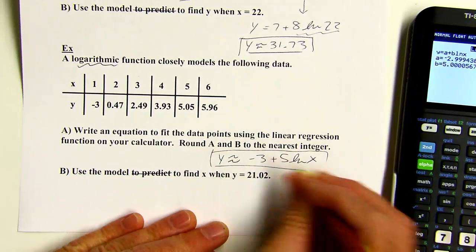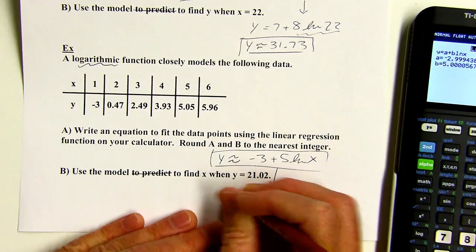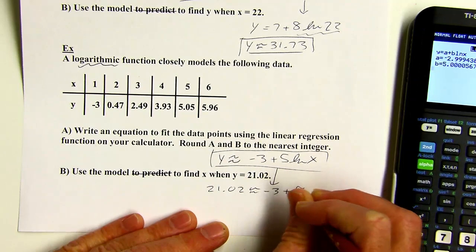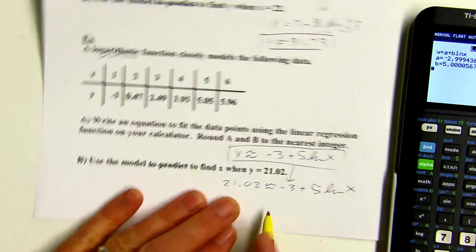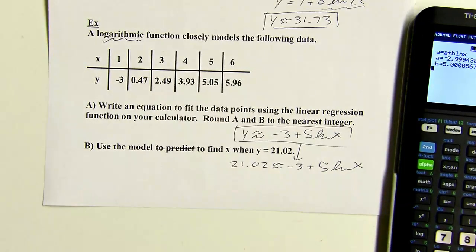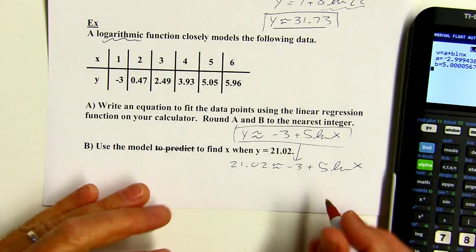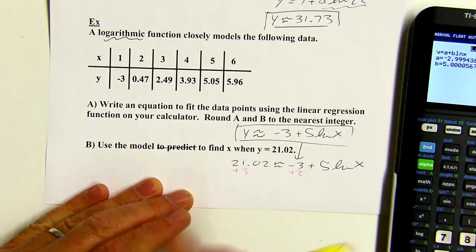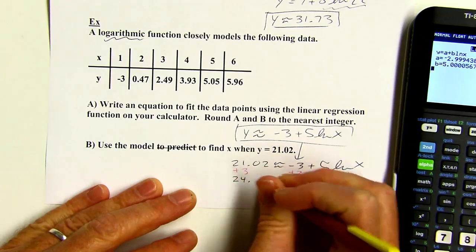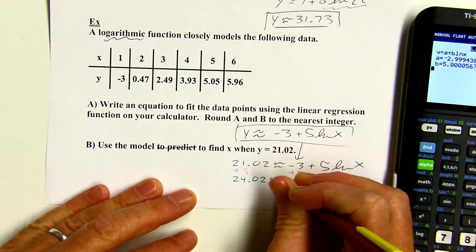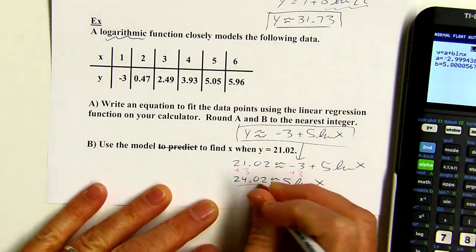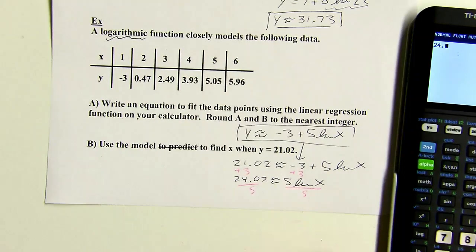So let's plug in. Now we have the y value here. So 21.02 is about equal to negative 3 plus 5 natural log of x. Okay, I'm using about because these numbers are rounded, the negative 3 and the 5, right? So I'm trying to solve for x. So let's first add 3 to both sides. So now I'll have 24.02 is about equal to 5 times natural log of x. Okay, and now I can divide by 5. 24.02 divided by 5 is 4.804.